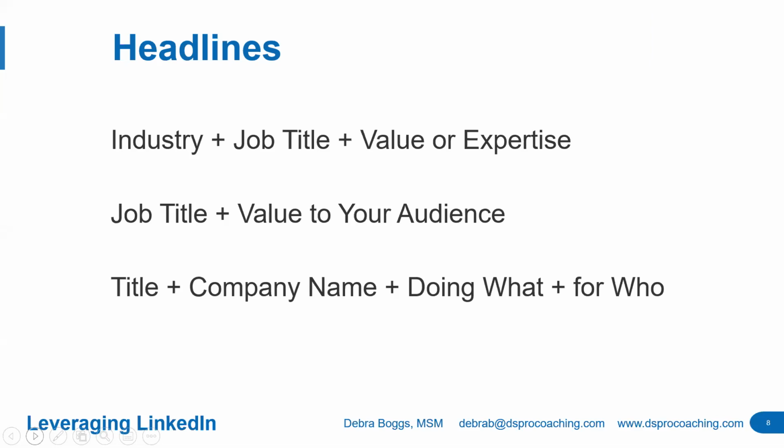Oh, perfect. Okay, so we're going to spend a little time on the headlines. There's a couple different formulas you can use for this. If you want to think about how you would optimize your own headline, one I like is industry plus job title and then your value or expertise. Again, in that 175-ish sweet spot range, in my opinion, but you've got up to 220 characters.